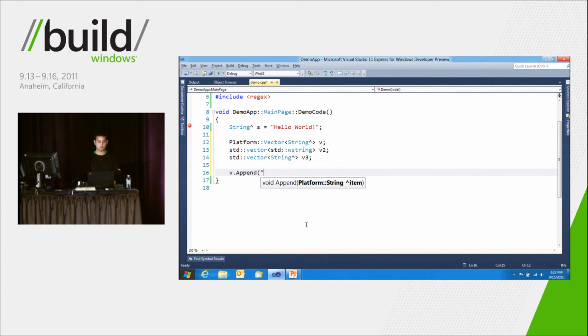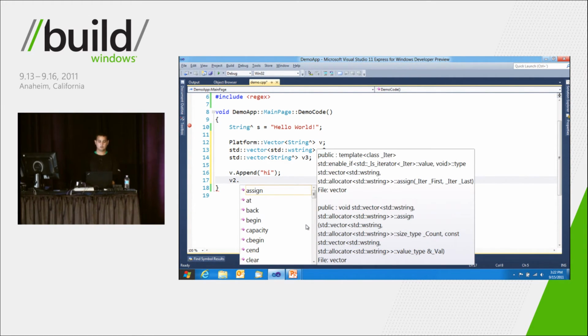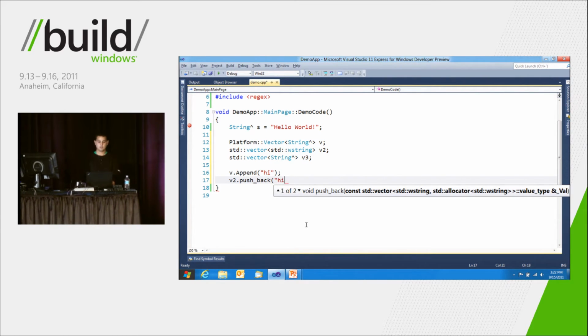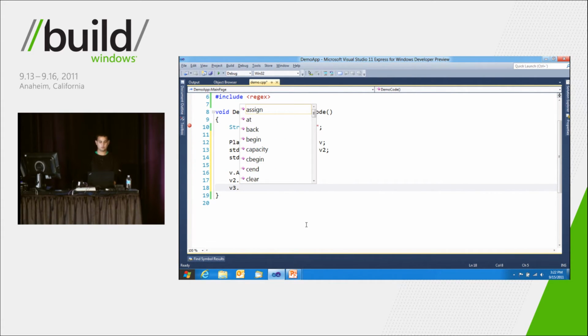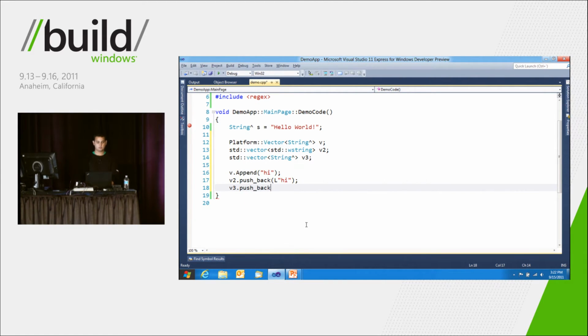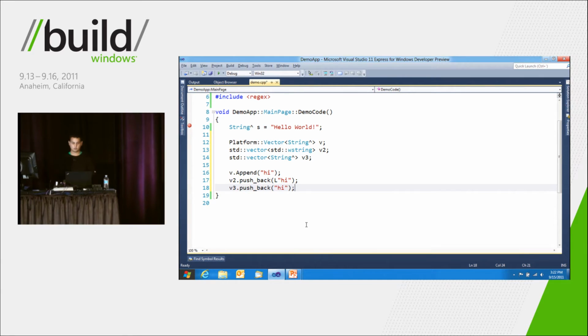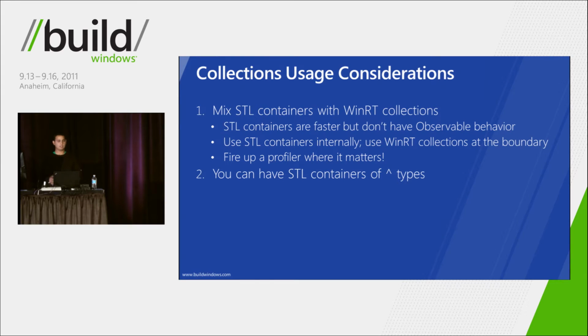You can add to the standard vector. And notice that this one has to take a wide string because it's a standard wstring. You can also do this, and this one will take a platform string. That also works. You can copy from one vector to the other using the syntax I showed you. We talked about having the STL containers of a hat type.